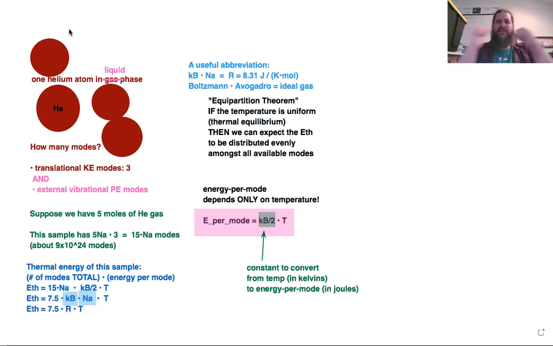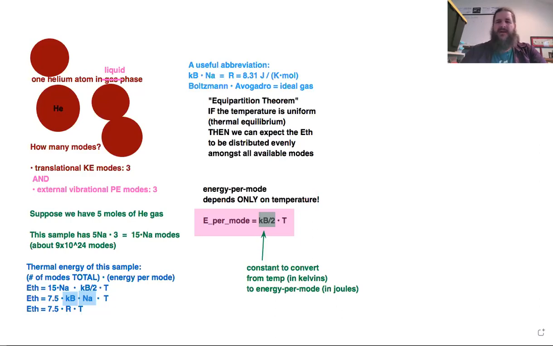It can interact with neighbors to its left and right. It can interact with neighbors in front and behind. It can interact with neighbors above and below. So that's 3 dimensions worth of interacting. And note this is not about how many bonds. This may be connected to a few bonds, maybe a lot of bonds, maybe up to 12 nearest neighbor bonds if it's a closely bonded solid. But this isn't about the number of bonds. This is about the number of dimensions. No matter how many bonds it's involved in, it's still interacting with its neighbors in 3 dimensions. So it's going to have 3 external vibrational potential energy modes.